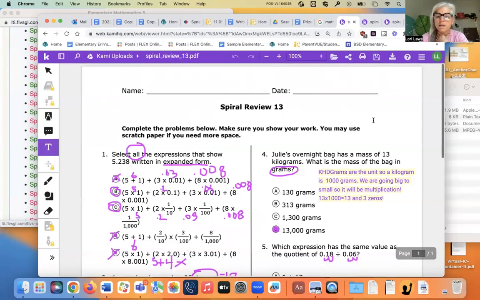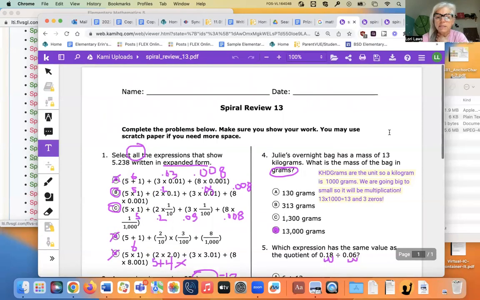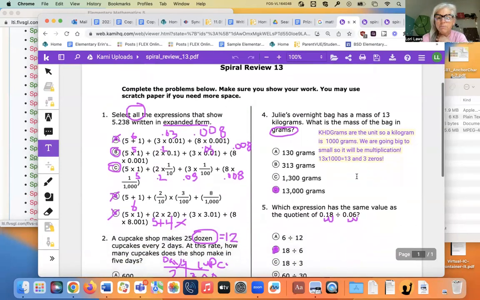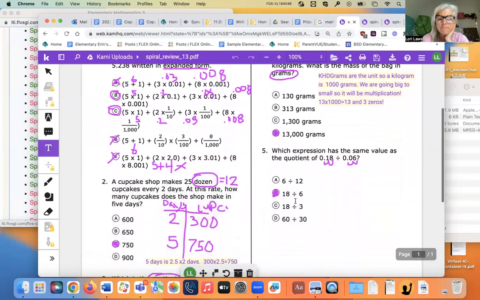Number 4, Julie's overnight bag has 13 kilograms. What's the mass in grams? We know that kilograms are the unit. So a kilogram is 1,000 grams. We're going big to small, so we're going to be multiplying it. 13 kilograms, and each has 1,000 grams. We just have to move the decimal 3 times. So from here, it's going boom, boom, boom. We add 3 zeros to it, 13,000.